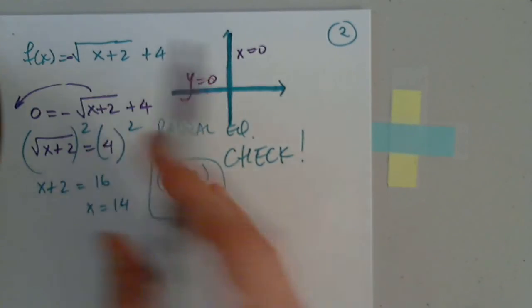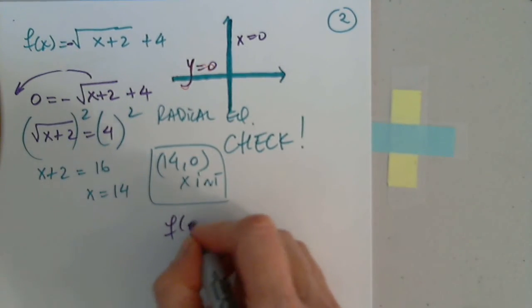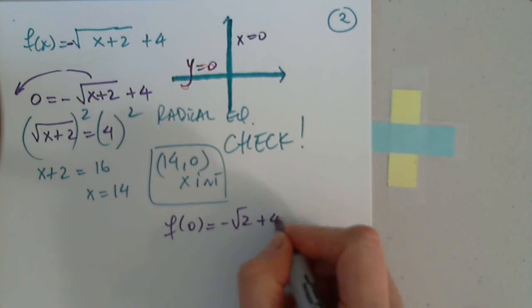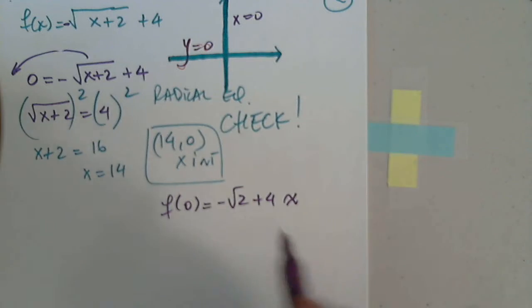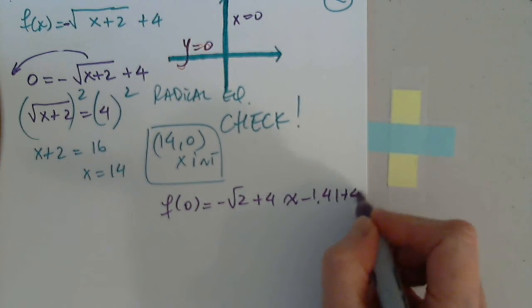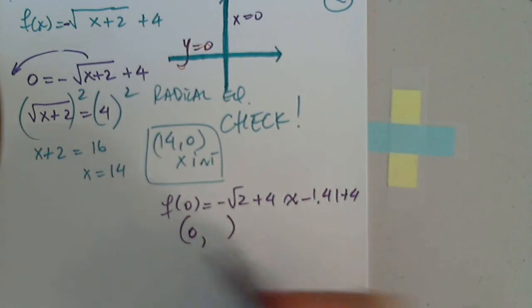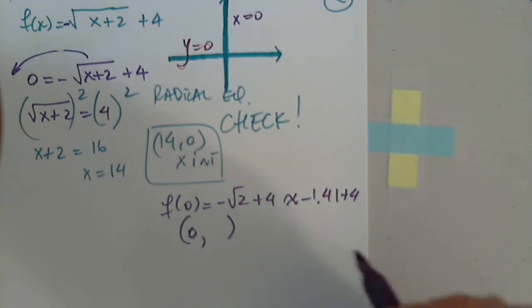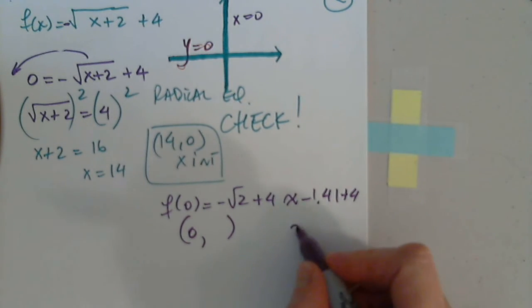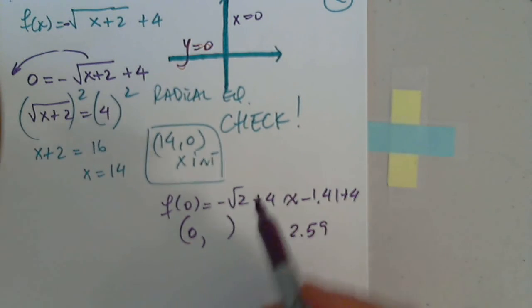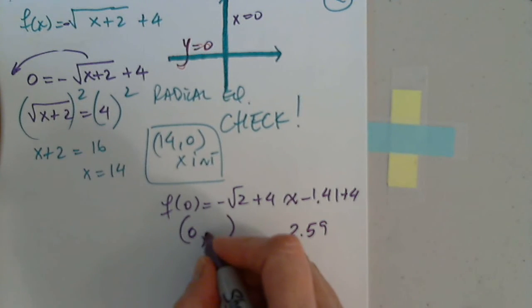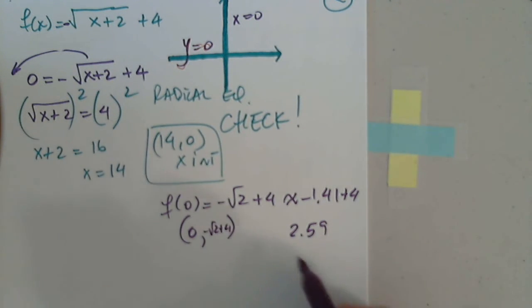So 0 plus 2 is 2, so f of 0 equals negative the square root of 2 plus 4. If I need to approximate, I will approximate. This is negative 1.41 plus 4, and that will be 0 comma whatever that is. So what do I get here? Yeah, you can write negative the square root of 2 plus 4 if you want to be exact, or you can write an approximation.